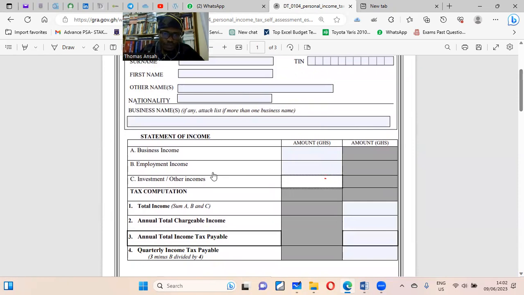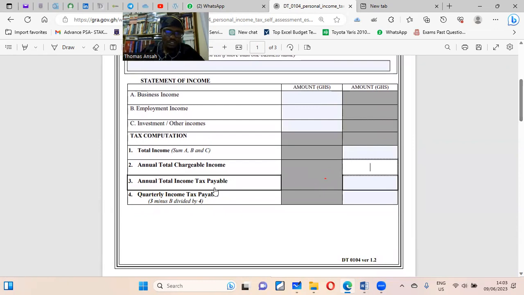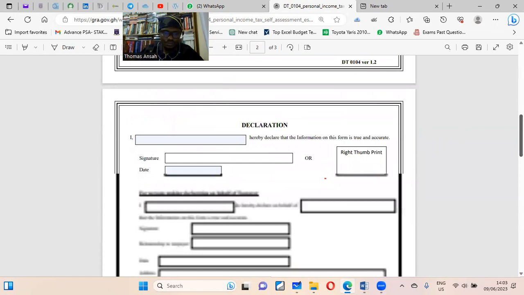Employment, business, investment, all of them here. So your total income will flow over here. Then your annual tax chargeable income, because you have to take away the reliefs, then quarterly you divide them. So that is that. Your declaration and everything is done.